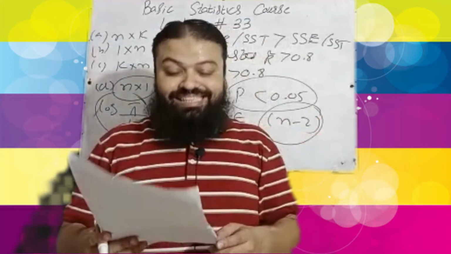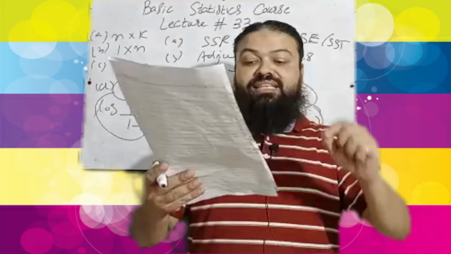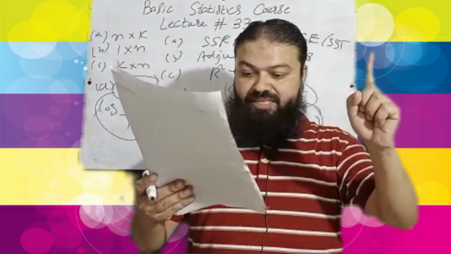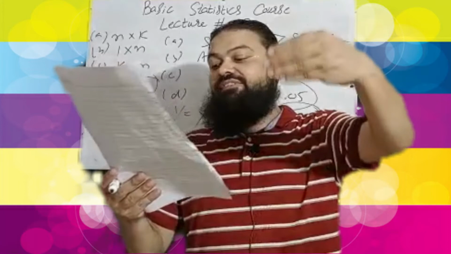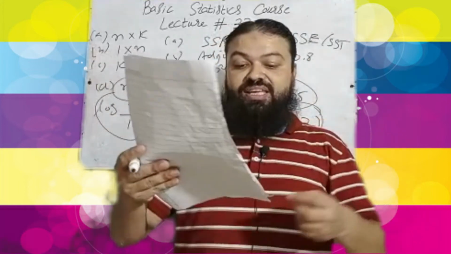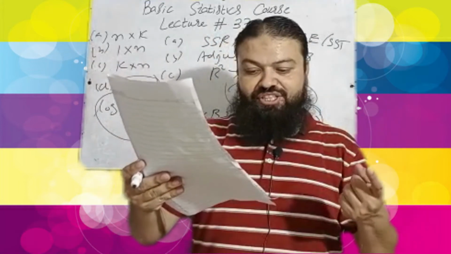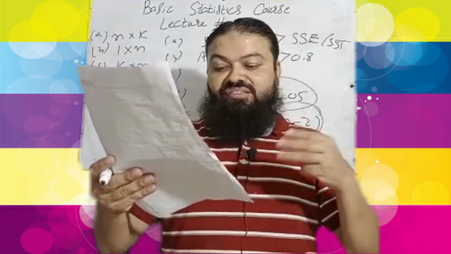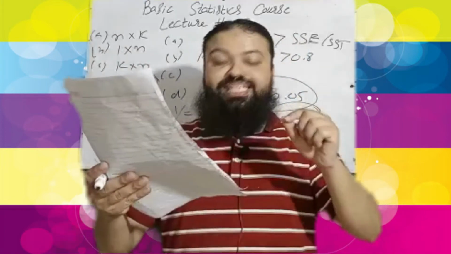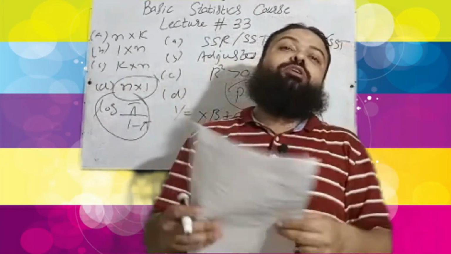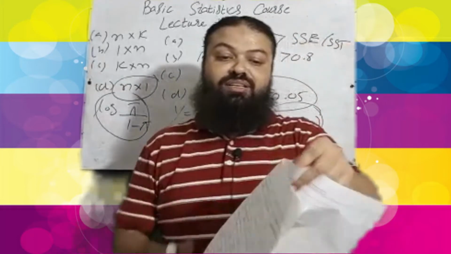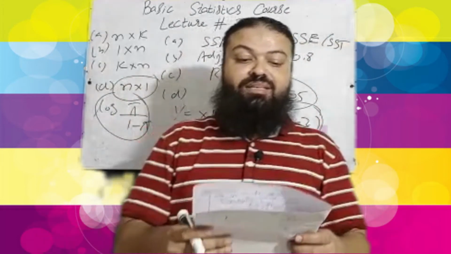Question number 14. A measure of linear association of a variable with a number of other variables is known as A. Partial correlation, B. Autocorrelation, C. Simple correlation, D. Multiple correlation is the correct option. A very important one.